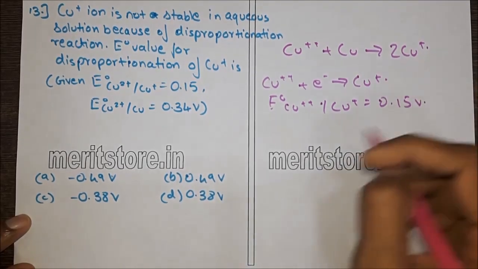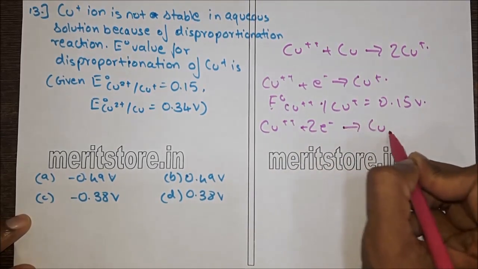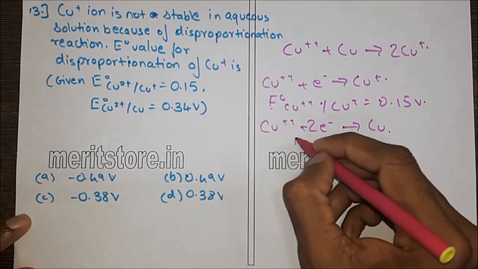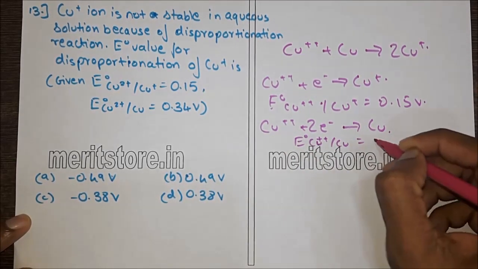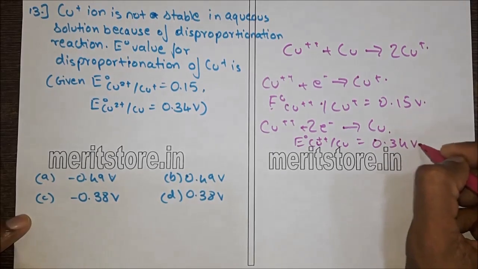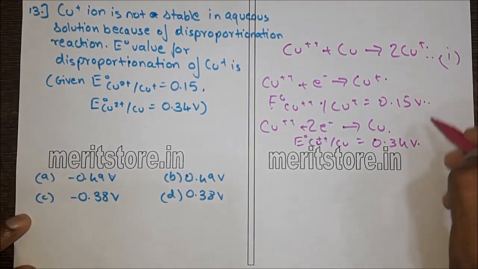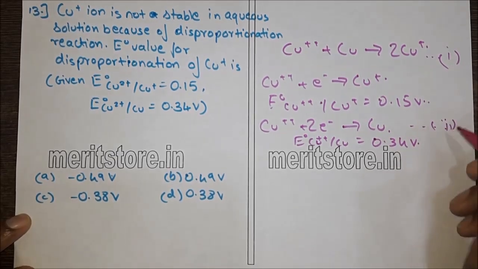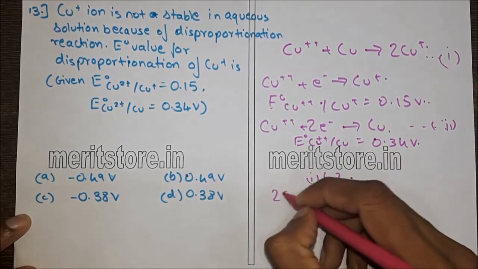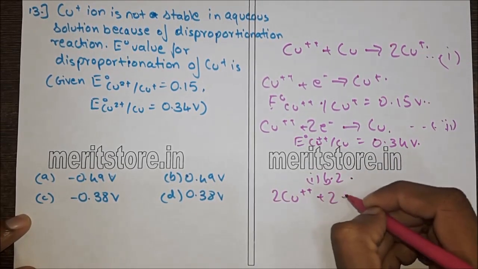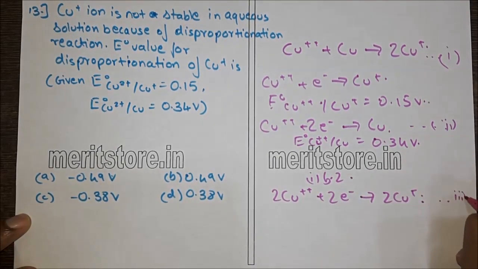0.15 volt, and for Cu++ plus 2 electrons gives us copper, we have 0.34 volt. Let this be equation 1 and this be equation 2. Multiplying 1 by 2, we get 2Cu++ plus 2 electrons gives 2Cu+. Let this be equation number 3.